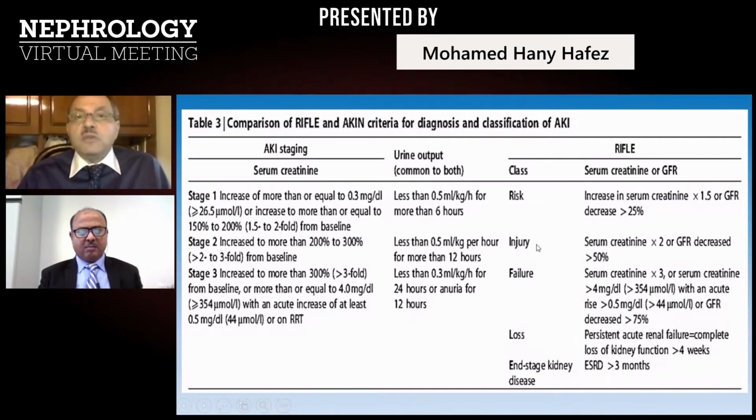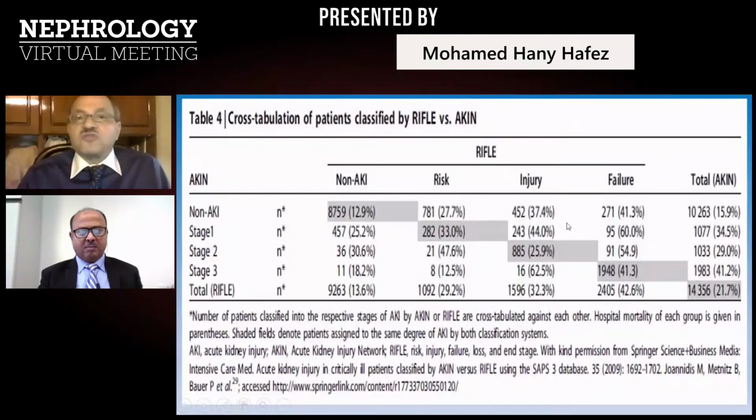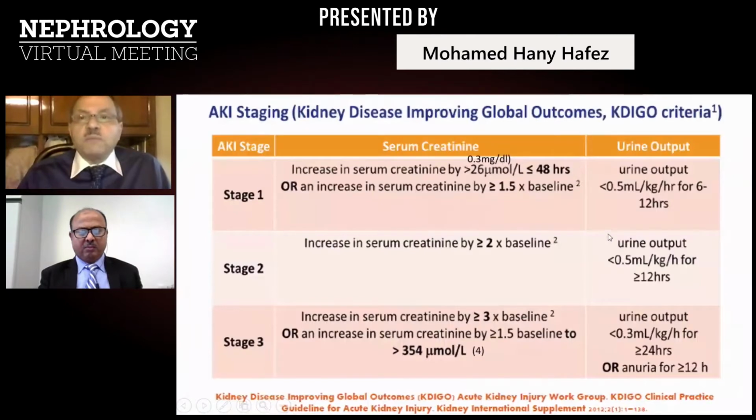But they found that RIFLE and AKIN don't match in the same case. So you may have a patient classified by one stage as risk, although by another it is stage 1. So it was not matching very much. And therefore, in 2012, there were the KDIGO criteria, which are much simpler: stage 1, 2, 3 only.